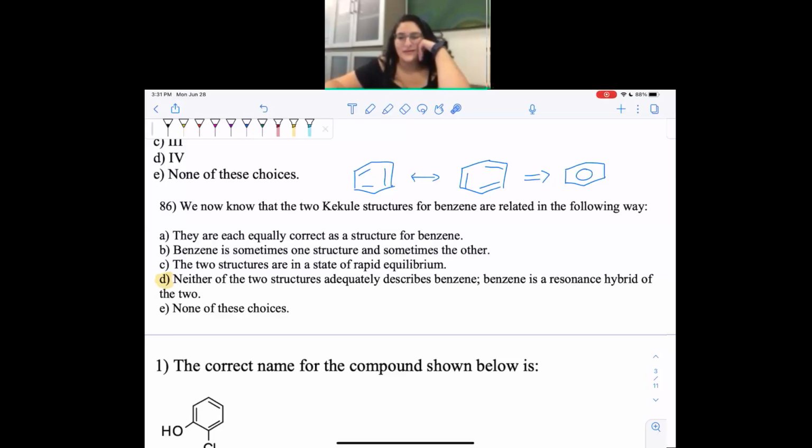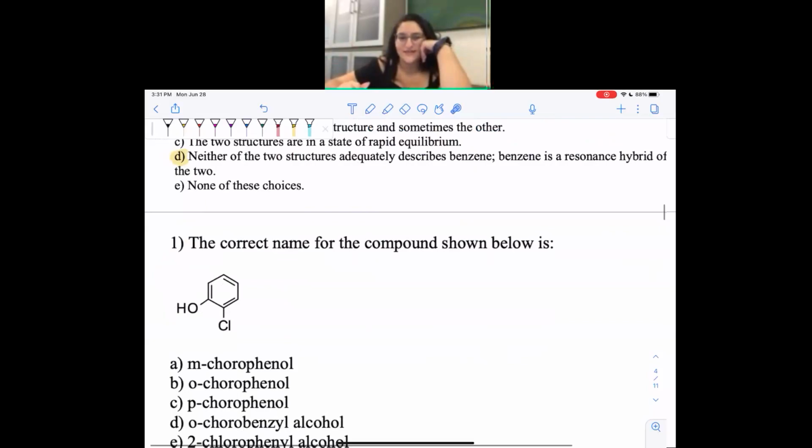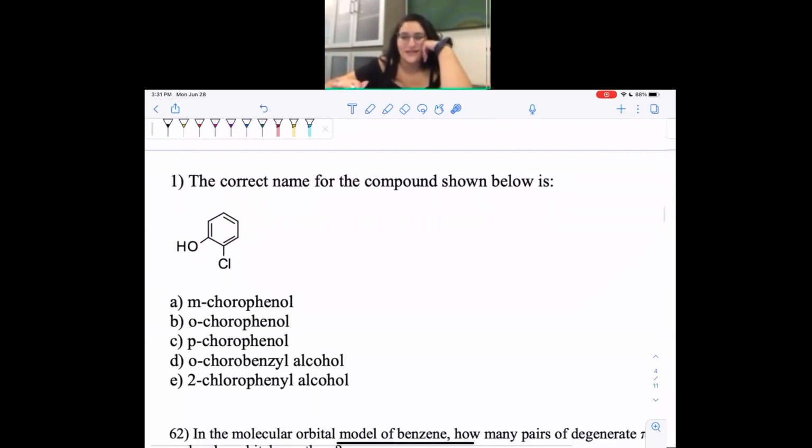The semester I took this class, I hated this question so much. My biggest problem with it was A, because it says they're equally correct. I mean, that's technically true. Neither of them are correct, but those are equally incorrect. Anyway, it's just me rambling. I don't like this question, but Dr. West tends to like similar questions.